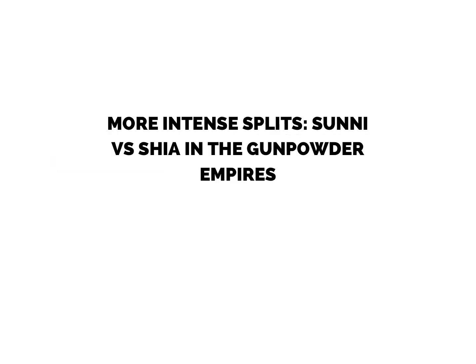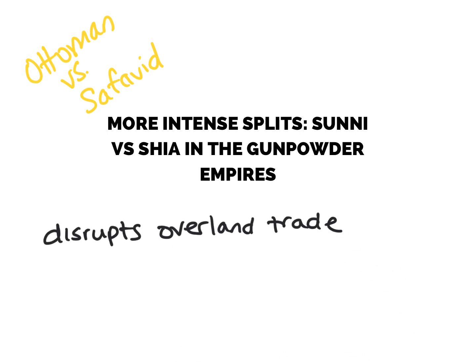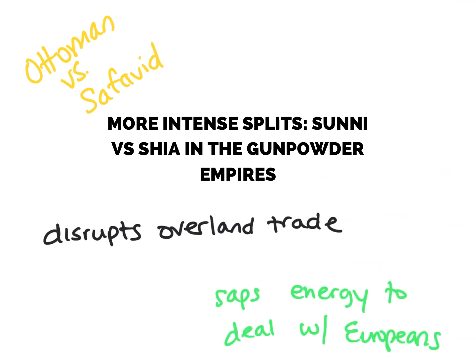So I know it won't come as a shock to you because we've talked about this before when we've talked about the Safavids and the Ottomans and the Mughals, but the Ottoman versus Safavid feud really intensifies during this period, and it disrupts overland trade. And also it saps their energy to deal with the Europeans. We're going to see in the next unit the Europeans really on the rise.